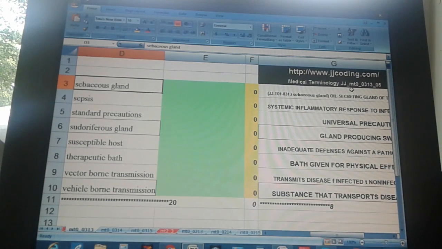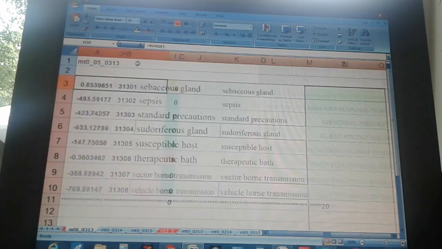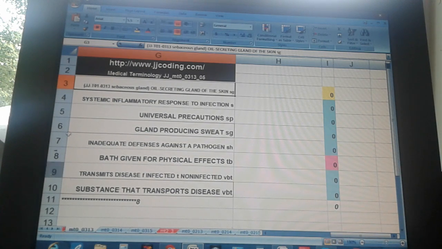Medical terminology, JJMT003-1305. Pronunciation. Sebaceous gland. Sepsis. Standard precautions. Sudoriferous gland. Susceptible host. Therapeutic bath. Vector-borne transmission. Vehicle-borne transmission. Now the meaning.